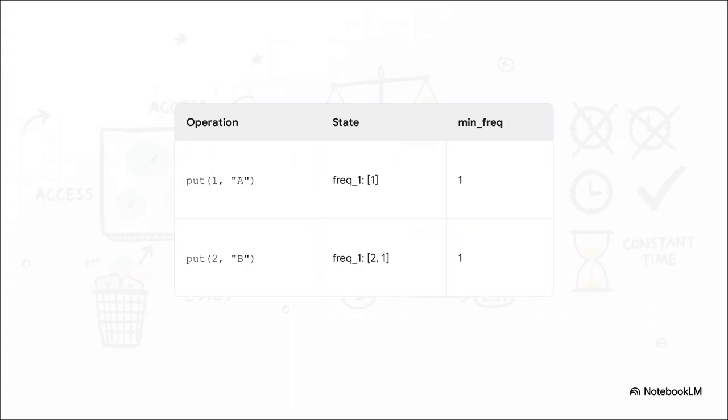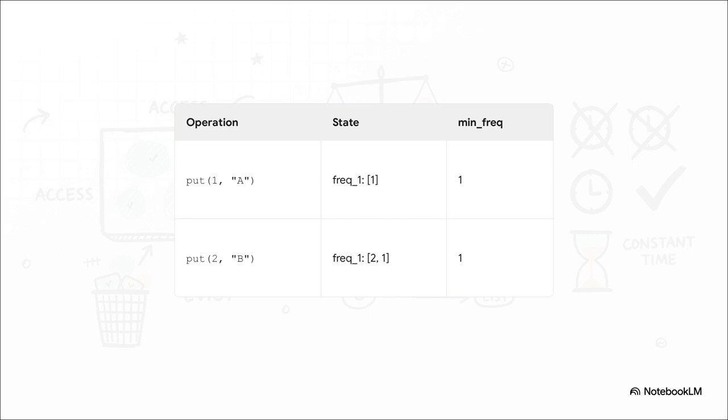Okay, let's do this. We've got an empty cache, and it can only hold 2 items. So first we put item A with key 1. As you can see in the state column, it creates a list for frequency 1, and item 1 is in it. Our minFreq tracker points to 1. Simple.